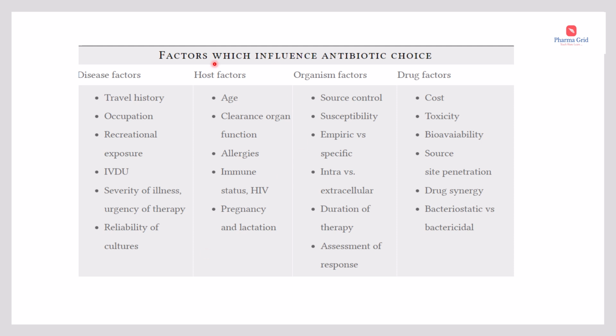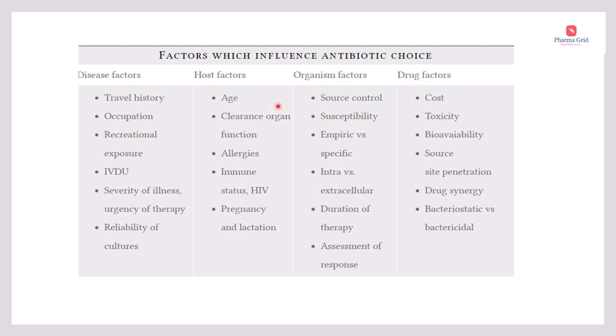Again, in this slide, I have pointed out the factors which influence the antibiotic choice. Mainly the disease factors, host factors, which are nothing but the patient-related factors, then organism factors and the drug-related factors. Disease factors mainly include the travel history, occupation, recreational exposure, IVDU, which means intravenous drug use. Then severity of the illness, urgency of therapy, reliability of the cultures. Then patient-related factors mainly include the age, clearance organ function, any kind of allergies, immune status, HIV, pregnancy and lactation.